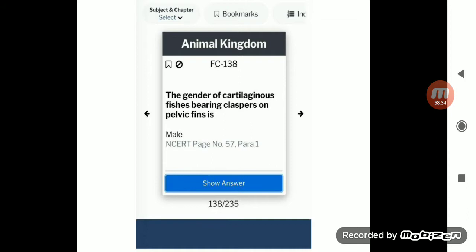The gender of cartilaginous fishes bearing claspers on pelvic fins is male.